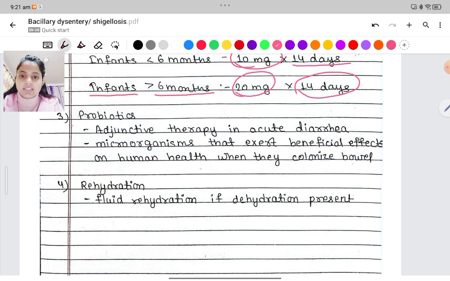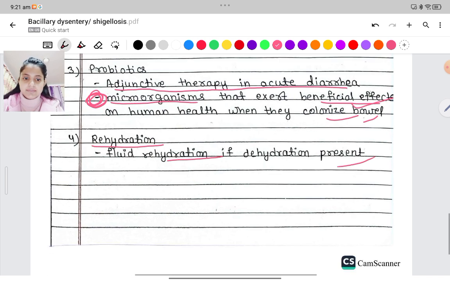Probiotics: adjunctive therapy in acute diarrhea. Probiotics are microorganisms that exert beneficial effects on human health when they colonize the bowel. As the patient will have diarrhea, the patient will be dehydrated, so we can do fluid rehydration if dehydration is present.